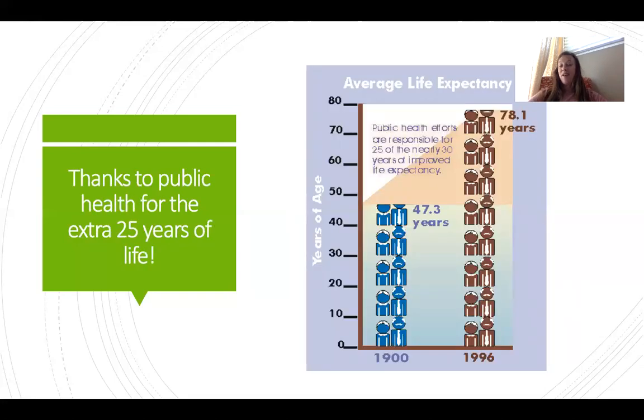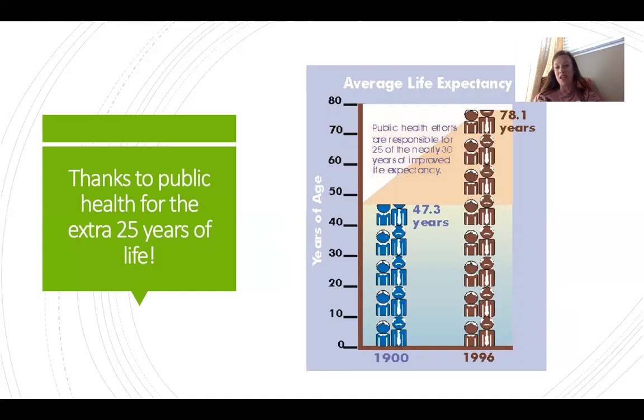And thanks to public health, our life expectancy has increased by 25 years. This shows that over 100 years ago, our life expectancy was at 47, which is just wild to me. That does not sound old at all. But that was where our life expectancy was in 1900. Now we're up to 78. That is still accurate, that our life expectancy in the United States is around 78 years.